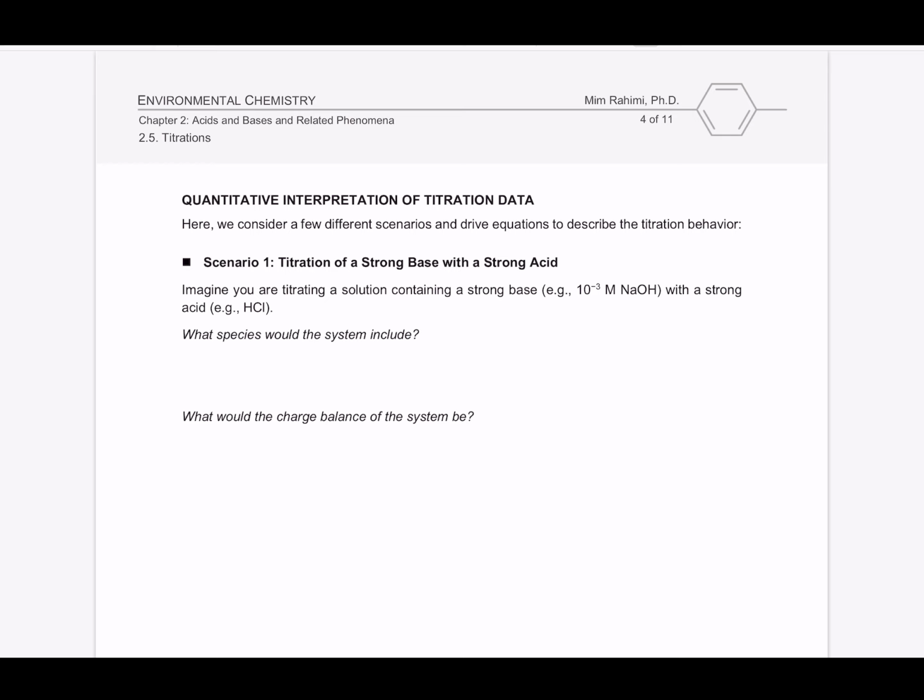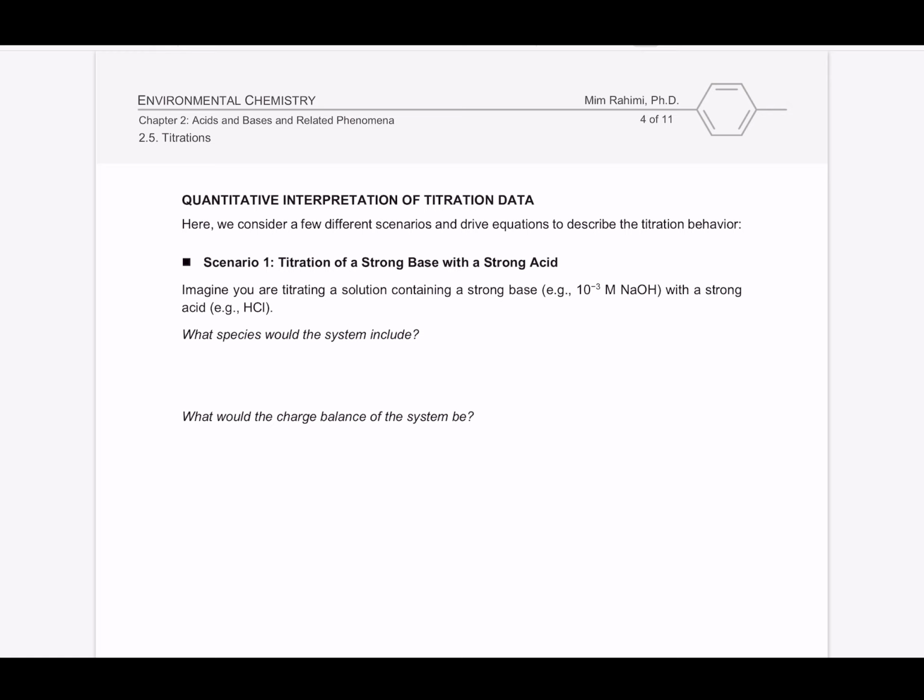But for the sample, we have 4 different scenarios. The first scenario is that we have a strong acid or base in the sample, like the previous page. That was just sodium hydroxide. In the next one, obviously, we have a very weak acid inside that sample, and then it goes by different scenarios.